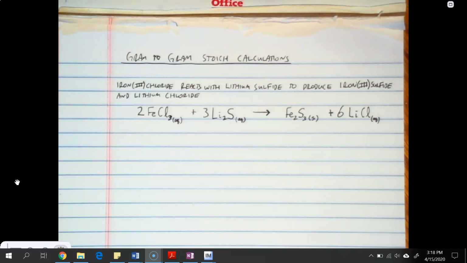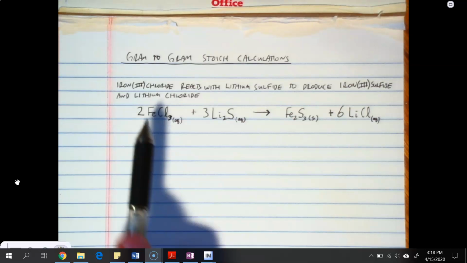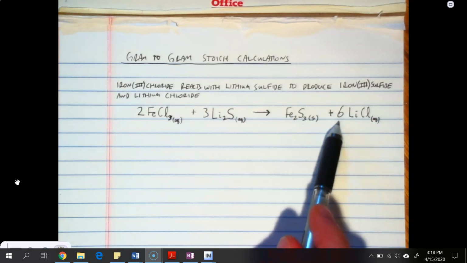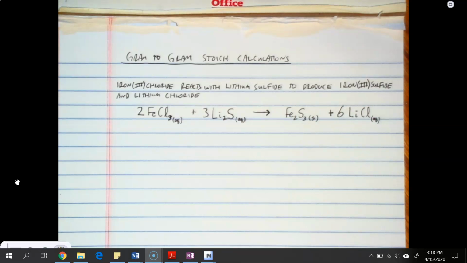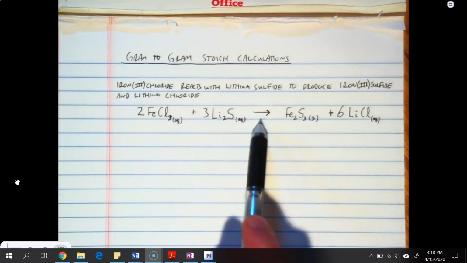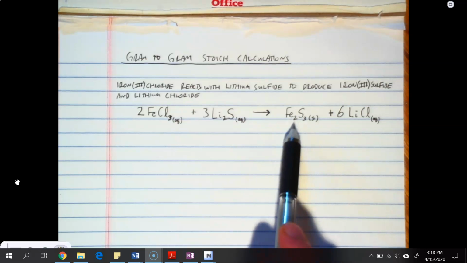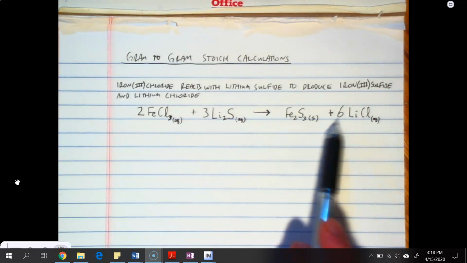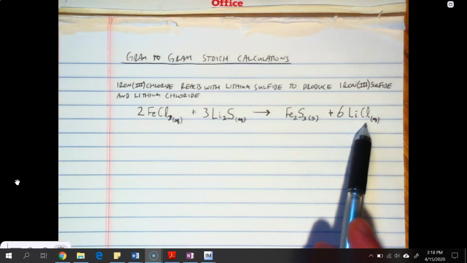And last lesson, we talked all about how these numbers, the coefficients in front, were actually mole ratios. So this is like saying 2 moles of this compound plus 3 moles of lithium sulfide yields 1 mole of iron 3 sulfide plus 6 moles of lithium chloride.